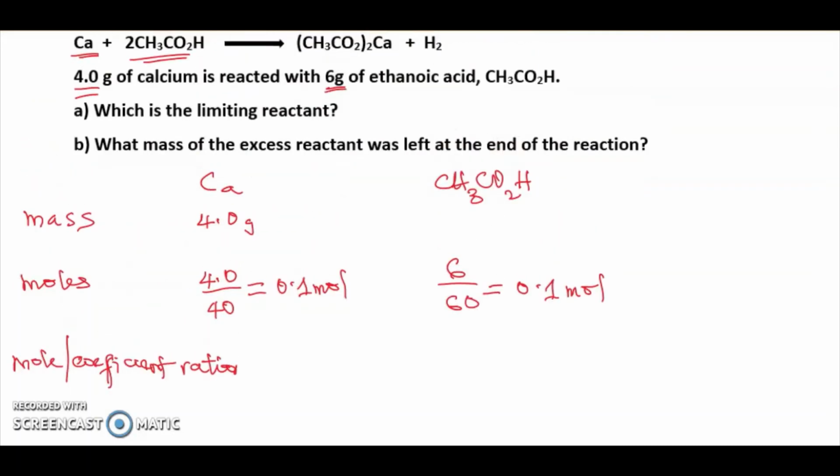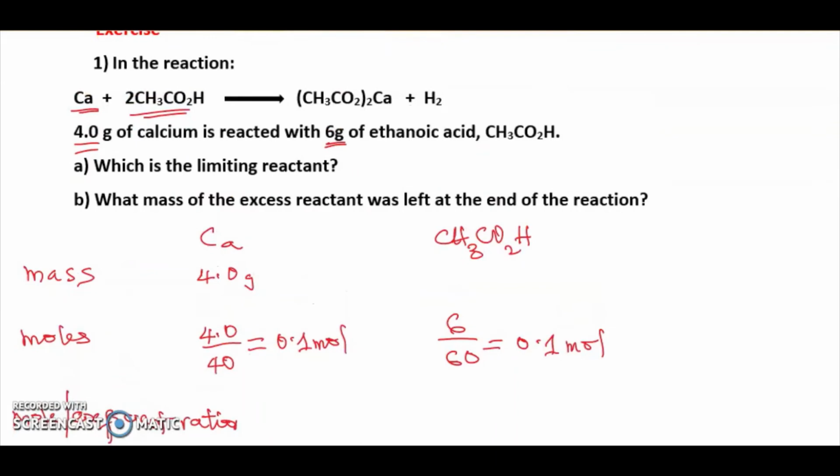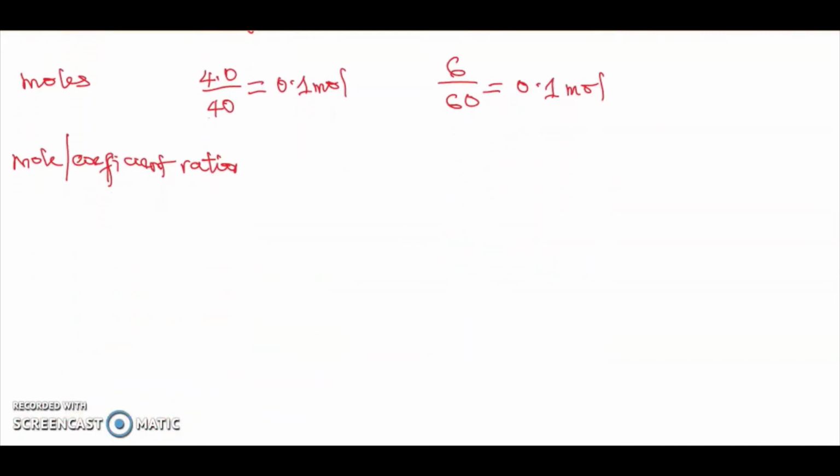Let's look at the equation once more. In the equation, we can see that the coefficient of calcium is 1 and the coefficient of ethanoic acid is 2. So in the mole per coefficient ratio for calcium, we have 0.1 divided by 1, that gives us 0.1. Here we have 0.1, that is for ethanoic acid, divided by 2, and that gives us 0.05. So we can see that 0.1 is greater than 0.05. So calcium is the excess reagent or excess reactant.